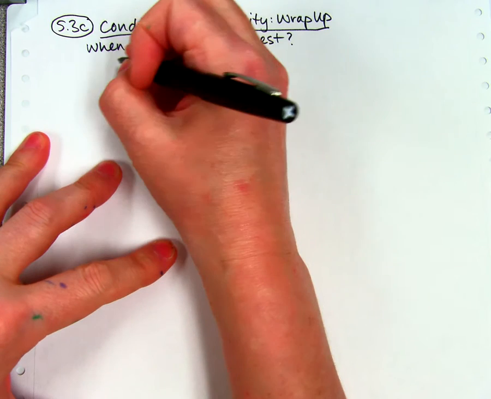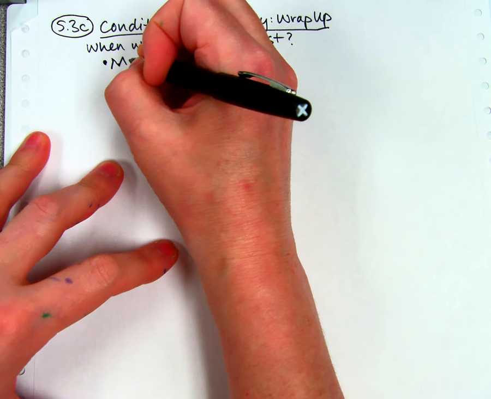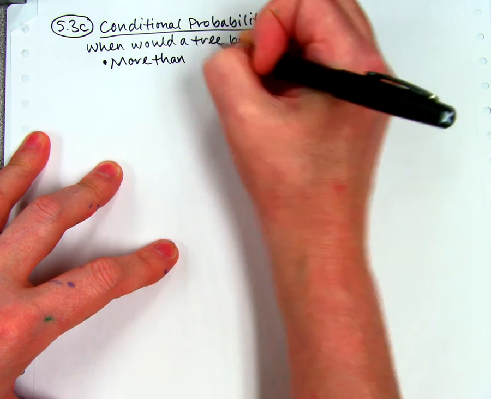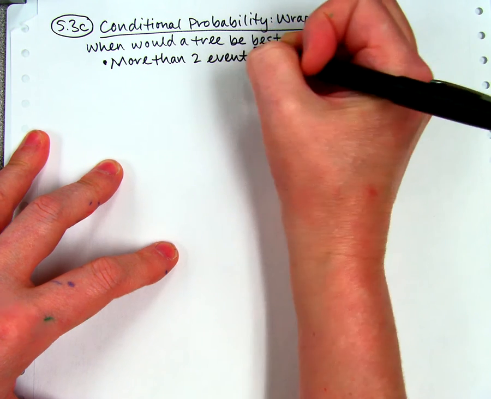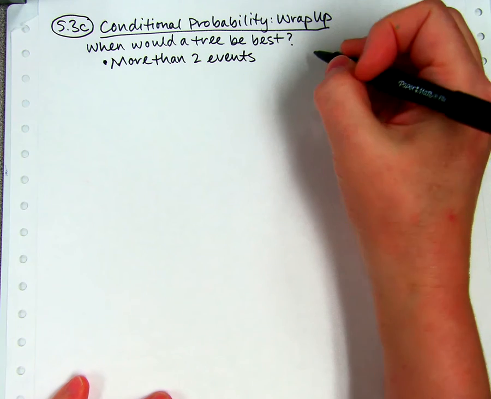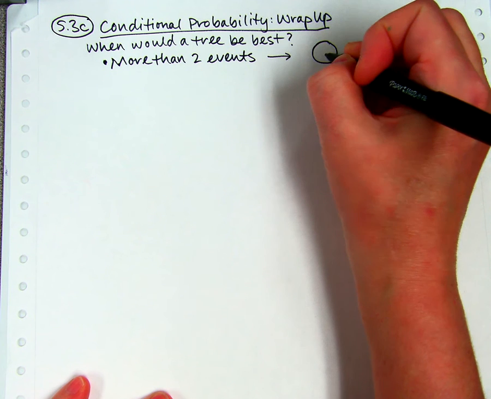So the first thing is if there's more than two events. We've only done trees with two events so far, but if there's more than two, a tree is better in general. So let's think about what if there were three things happening in a row. If you tried to make a two-way table out of that, the reason it's called a two-way is there's only two events. So a three-way table would have to be three-dimensional, and I have seen stuff like that, but it's messy. You could theoretically do a Venn diagram with three bubbles.